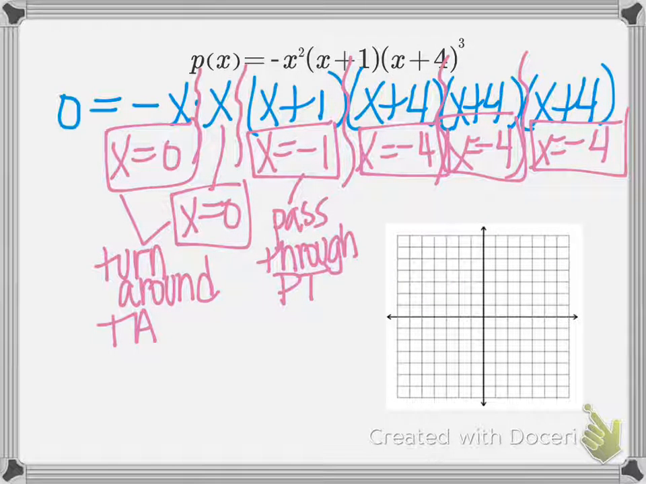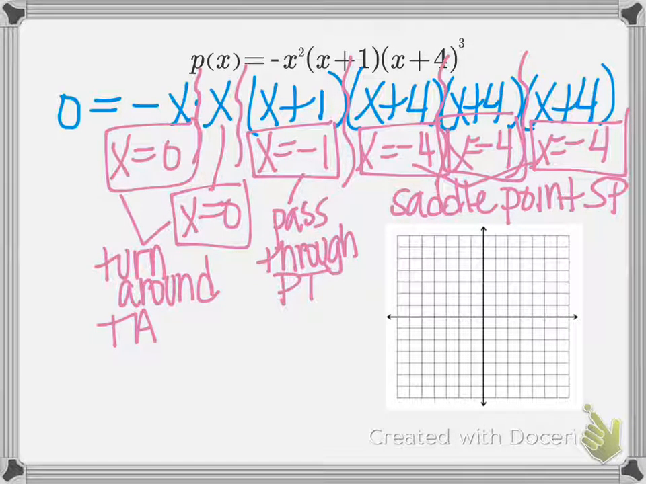Okay, and then finally, we've got negative 4 happening 3 times. We call this in our class a saddle point. Or again, if you want to abbreviate, you can just call it SP. That's where the graph really just sort of flattens out and then keeps going.